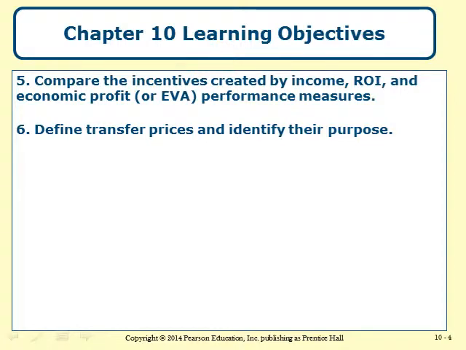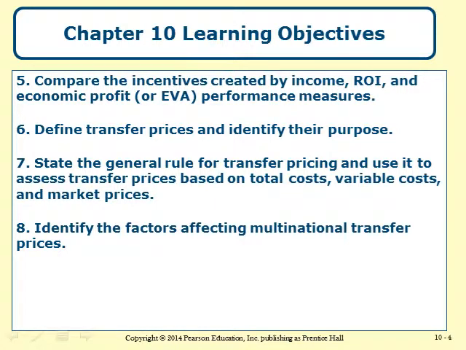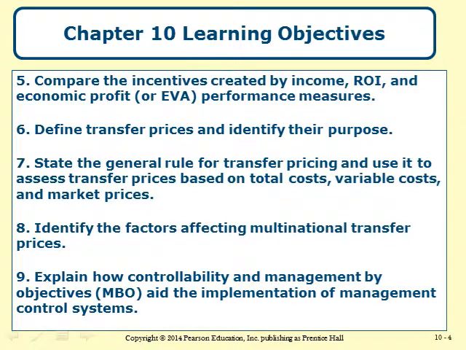We'll discuss the idea of transfer prices and identify their purpose. We'll state the general rule for transfer pricing and use it to assess transfer prices based on total cost, variable cost, and market cost. We'll identify factors that impact multinational transfer pricing. And we'll explain how controllability and management by objectives, or MBO, aid the implementation of management control systems.